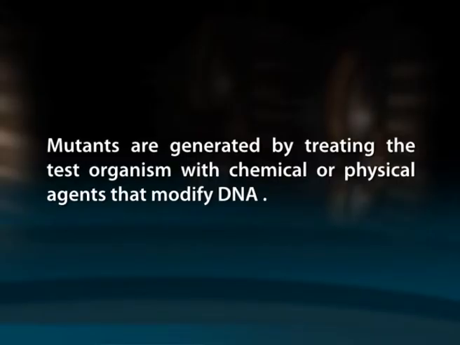Mutants are generated by treating the test organism with chemical or physical agents that modify DNA. This method of mutagenesis has been extremely successful, as witnessed by the growth of molecular biology and functional genomics, but suffers from a number of disadvantages. First, any gene in the organism can be mutated, and the frequency with which mutants can occur in the gene of interest can be very low. This means that selection strategies have to be developed.